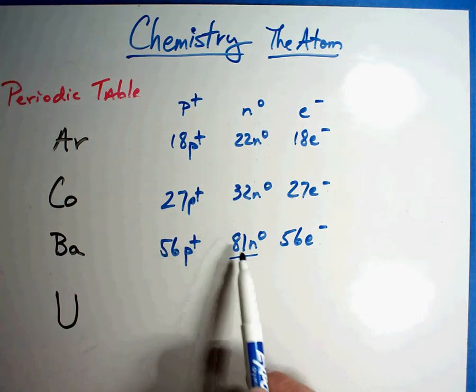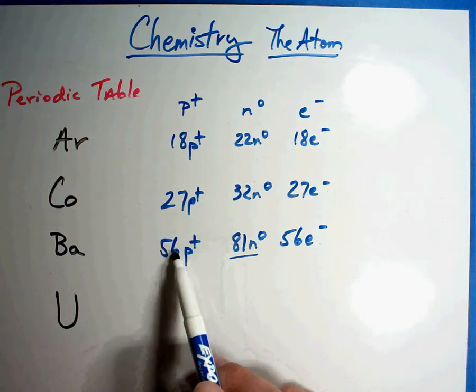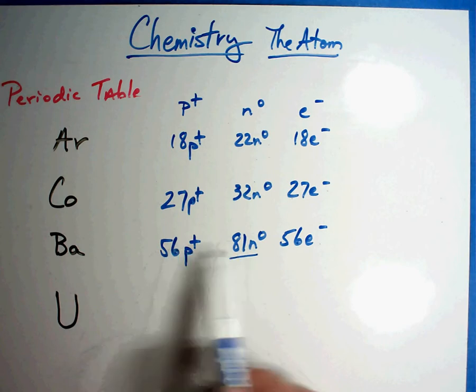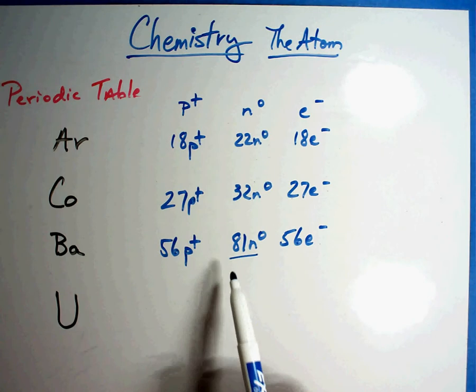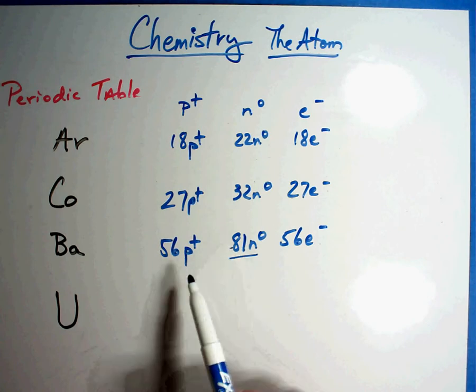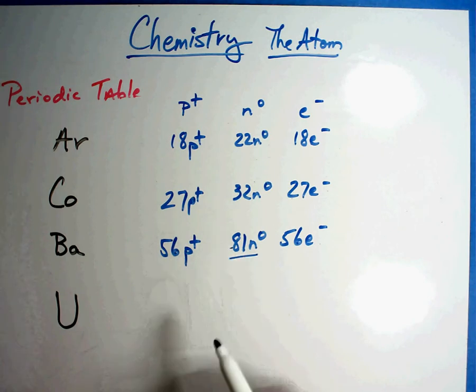Now, if you want to check yourself, you can always take this number and this number and add them together, and you get 137, and that's the way to verify them on the chart. So if you want to check yourself, the proton and neutron number should add back to be the number that you saw on the periodic table.